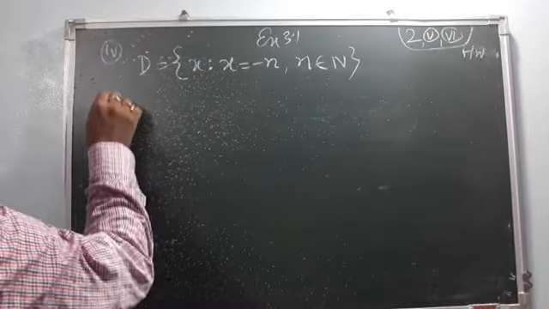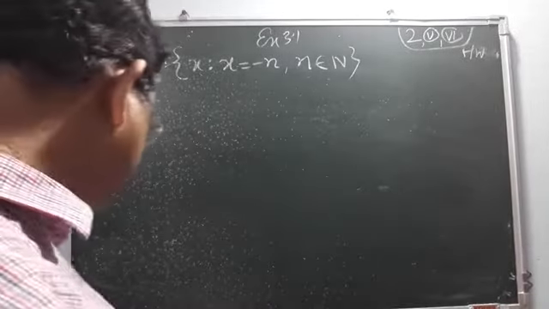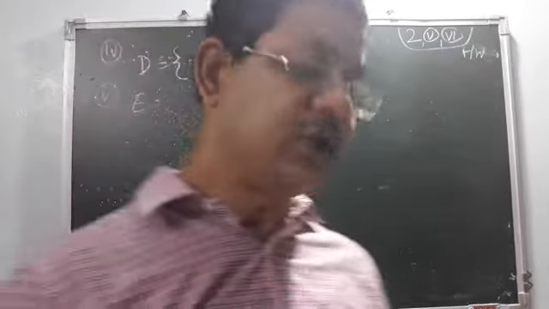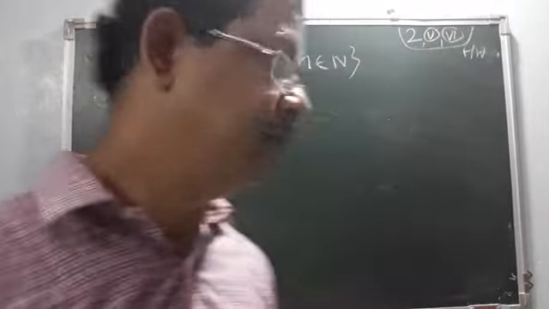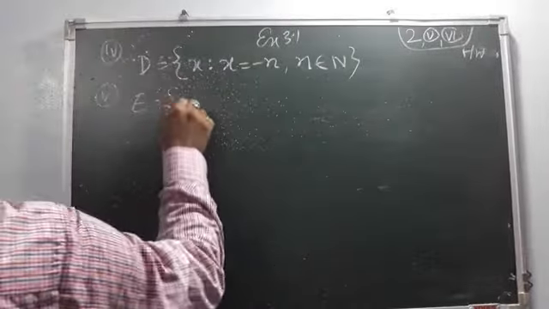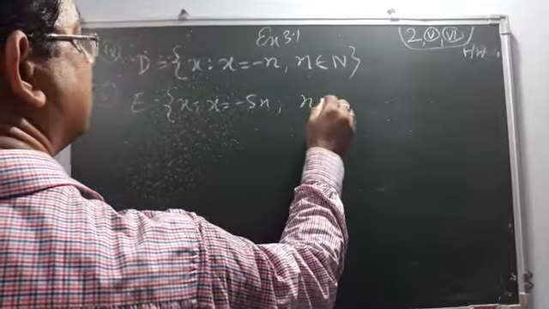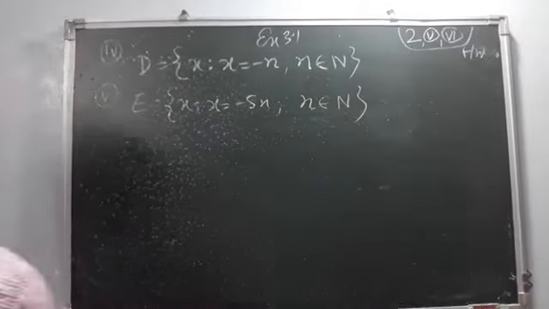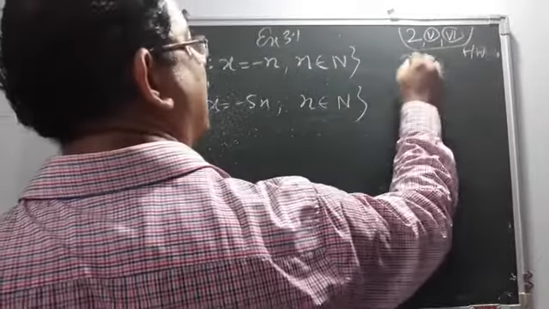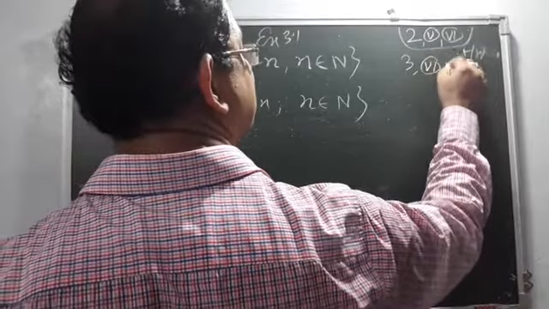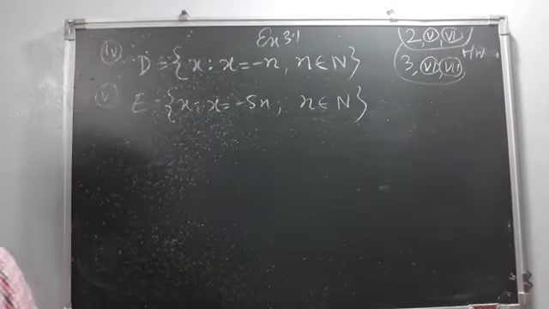Now question number 5. E is given: -5, -10, and so on. Shall I write it is a negative multiple of 5? So of course, x such that x equals -5n, and n belongs to natural numbers. So this can give our answer. Now 6 and 7 I want to give as your homework.